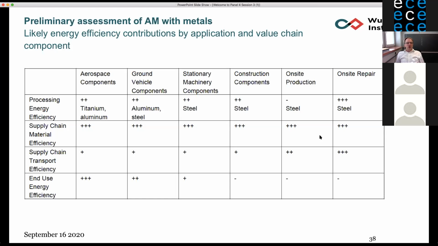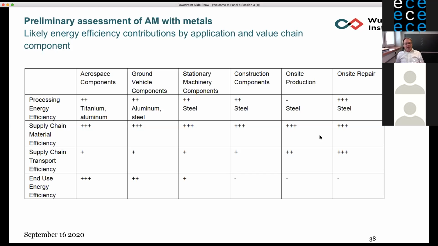The material efficiency is always increased regardless of what application you look at. Of course, the metals that you use will differ depending on the application. As you can see here, for aerospace and ground vehicle components, you may see more aluminum, while in the other use cases, steel may remain the predominant material used.